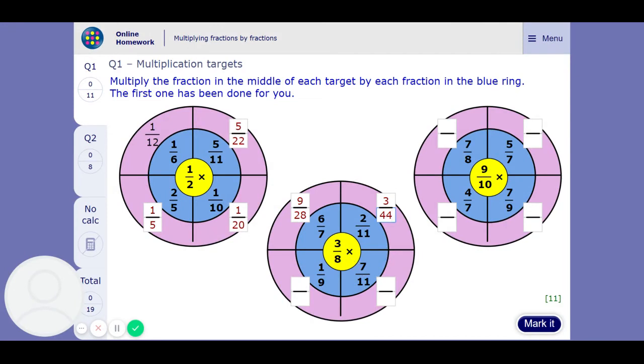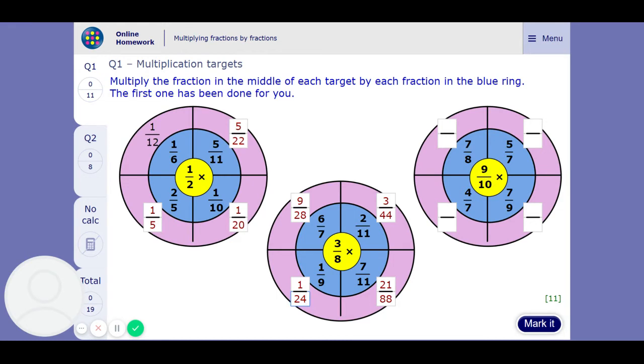Next one. 3 times 7 makes 21, and 8 times 11 makes 88. There's nothing that goes into both of those. 3 times 1 makes 3. 8 times 9 makes 72. Now I know that 3 goes into both of these. It's a little bit tougher to spot, but 3 definitely does go into both of those. So it goes in once there, and it goes in 24 times there. On to the next target.